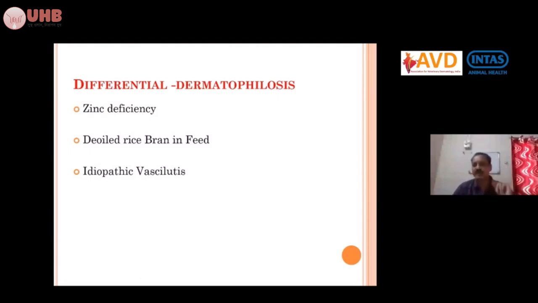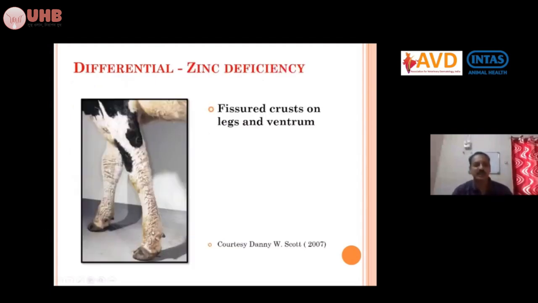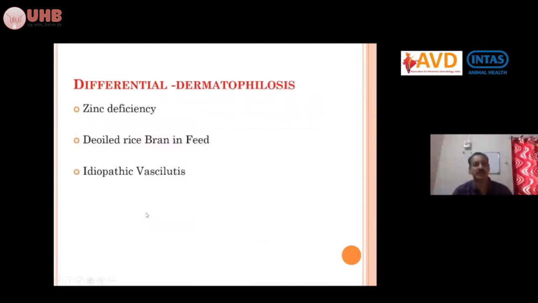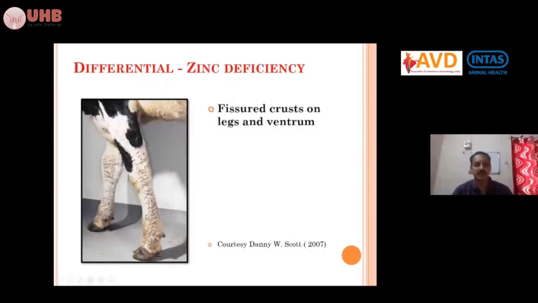The use of de-oiled rice bran will lead to similar lesions in the forelimb and hind limb, like fissures and crusts. You have to take care of that and stop that feed material. De-oiled rice bran should be stopped from the feeding, so that you can treat accordingly and the response will be there. Otherwise, it will be very difficult to recover.